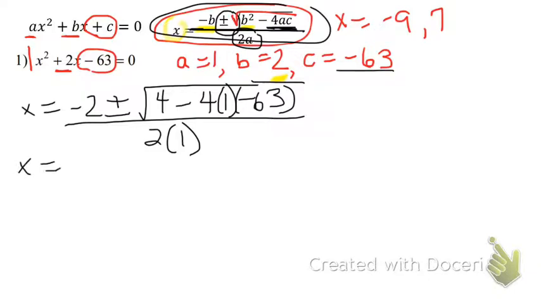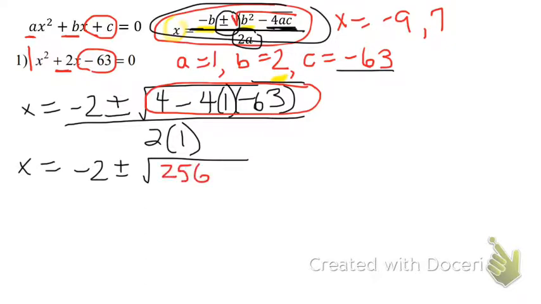So x is going to equal, I just have to simplify this, negative 2 plus or minus the square root of. I'm going to be using a calculator for this anyway, because 63 times 4, yeah, I can do it, but I don't really want to. So I would suggest you put all of this in your calculator at one time, all in order: 4 minus 4 times 1 times negative 63. And again, you don't need to put the 1 in there. So in my calculator all at once, 4 minus 4 times 1 times negative 63, and all of that equals a positive 256.